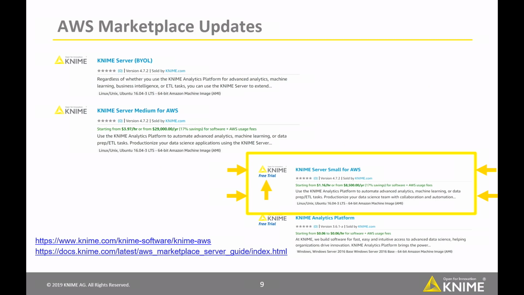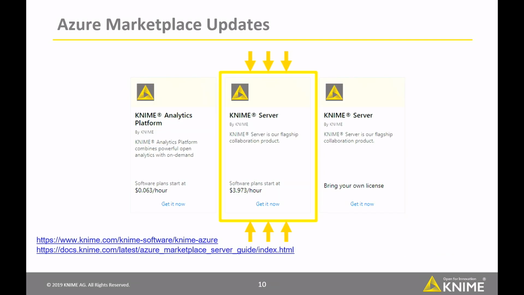AWS Marketplace updates. This year, or recently, we added a free trial of KNIME Server Small within AWS. So if you sign into your AWS account, you go to Marketplace, you can buy KNIME Server Small, you'll get it 30 days for free. And same thing with KNIME Analytics Platform. On the Azure Marketplace, before we only had BYOL, or bring your own license version. Now we have a pay-as-you-go model for KNIME Server also within Azure.